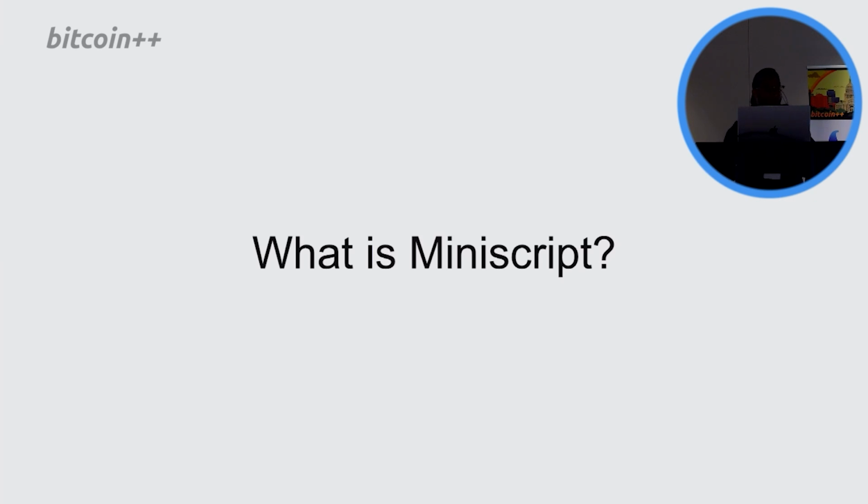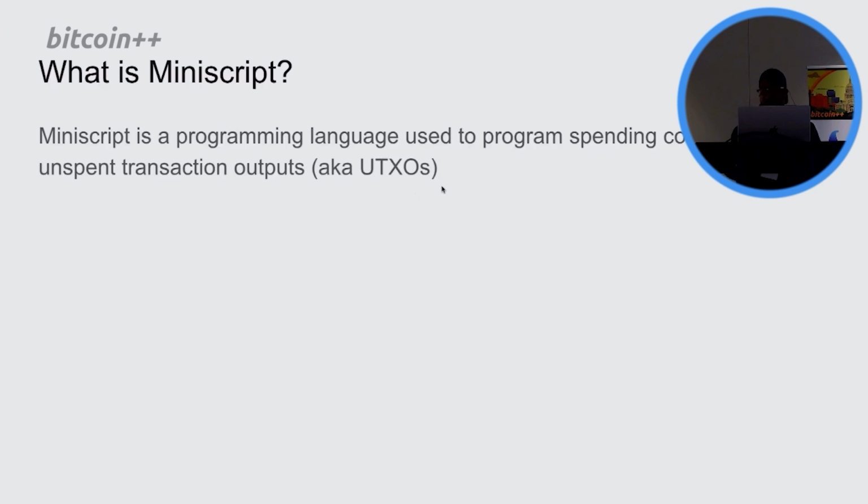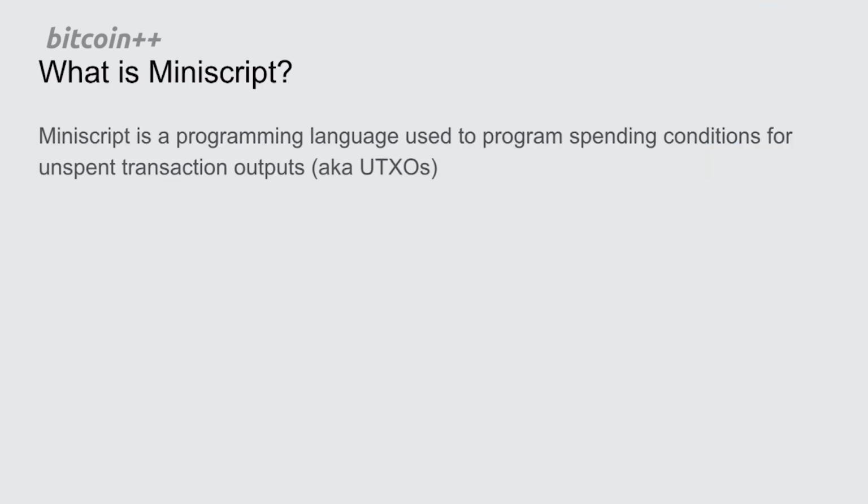Anyway, the main question is, what is Miniscript? Again, all this is at a basic level, or I could get a little bit into it. And you don't have to know Miniscript right now as I go into it. But the basic thing is, hopefully, you understand the basics of a Bitcoin transaction and that you can program kind of your UTXOs. But Miniscript is a programming language used to program spending conditions for unspent transaction outputs, so AKA UTXOs.